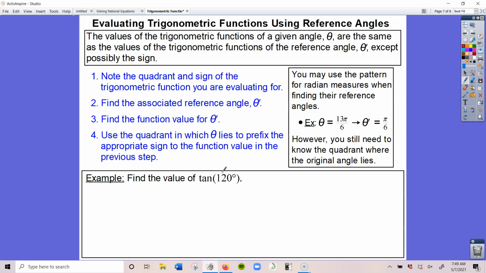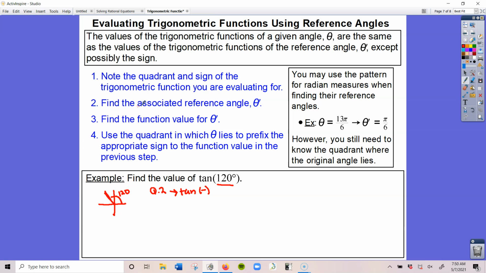Okay, so let's work with this first one here. Find the value of tangent of 120 degrees. First, we're going to note the quadrant and sign of the trigonometric function you are evaluating for. So this is my angle. 120 degrees is more than 90, but less than 180, so it's going to be here somewhere in quadrant 2. And in quadrant 2, tangent is negative, since in quadrant 2, only sine is positive.